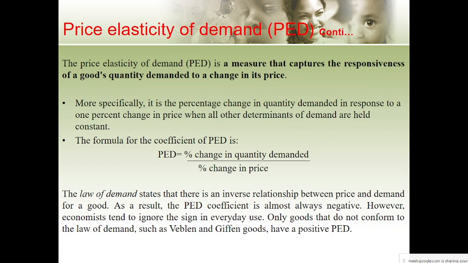It is a measure that captures the response of a good's quantity demanded to a change in its price. Okay, so more specifically, it is the percentage change in the quantity demanded in response to a 1% change in price when all other determinants of demand are held constant. If you look at the screen, we have a formula for how we can calculate price elasticity of demand. The short term is PED. Okay, now the formula is PED is equal to percentage change in the quantity demanded divided by percentage change in the price.